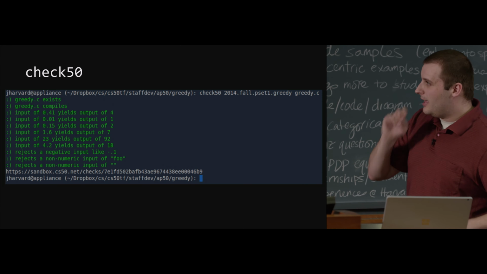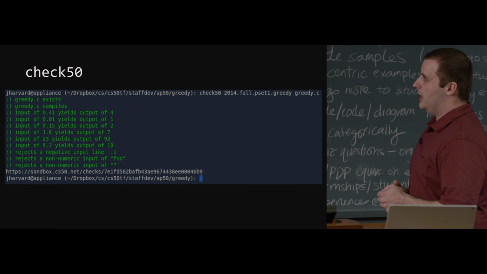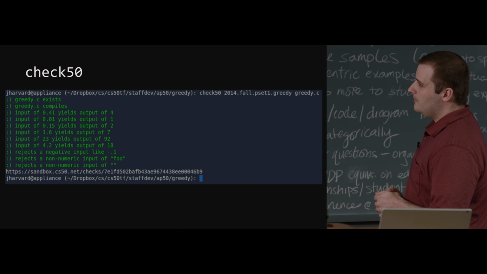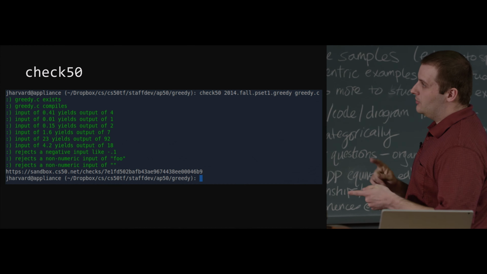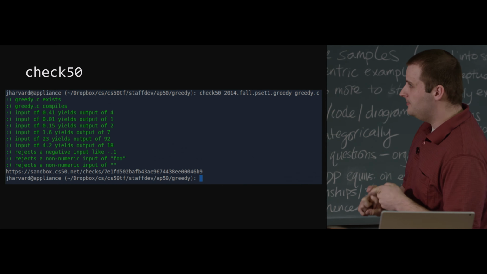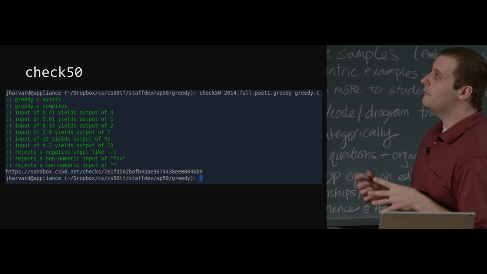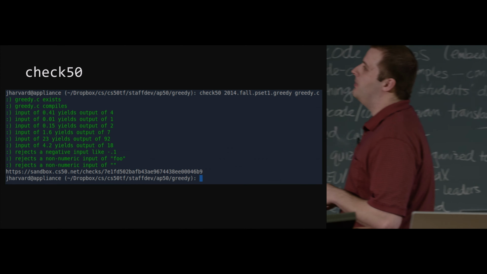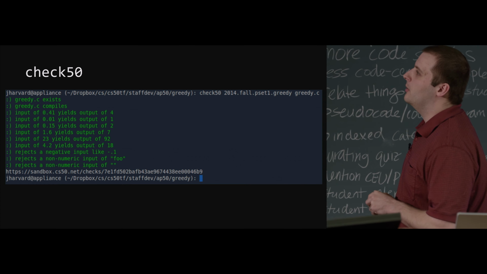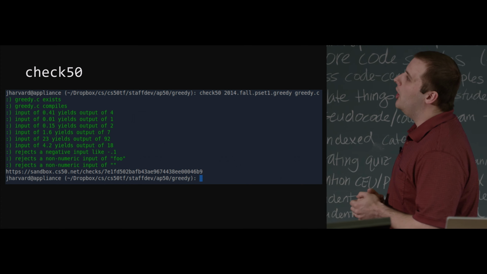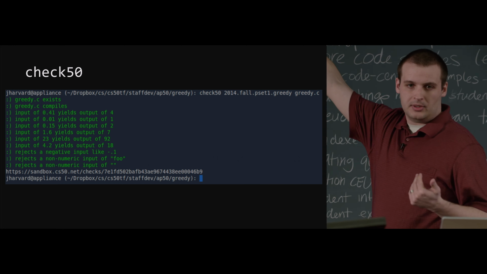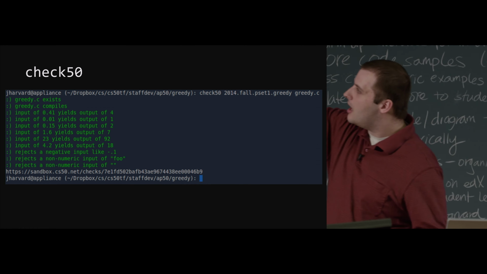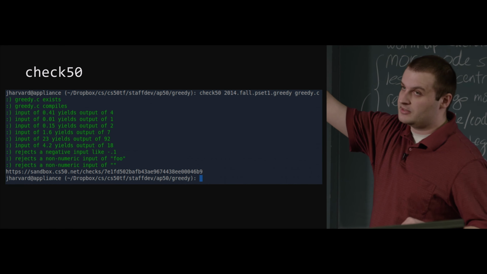So this is a sample output for Check 50. This was Check 50 as run at CS50 for the fall 2014 slate of benchmarks for the greedy program. So as you can see, this student's code, and we don't see the code here, it would be up in the window up above, but a student would just type this line, and this is in the appliance as well. This is an older screenshot.